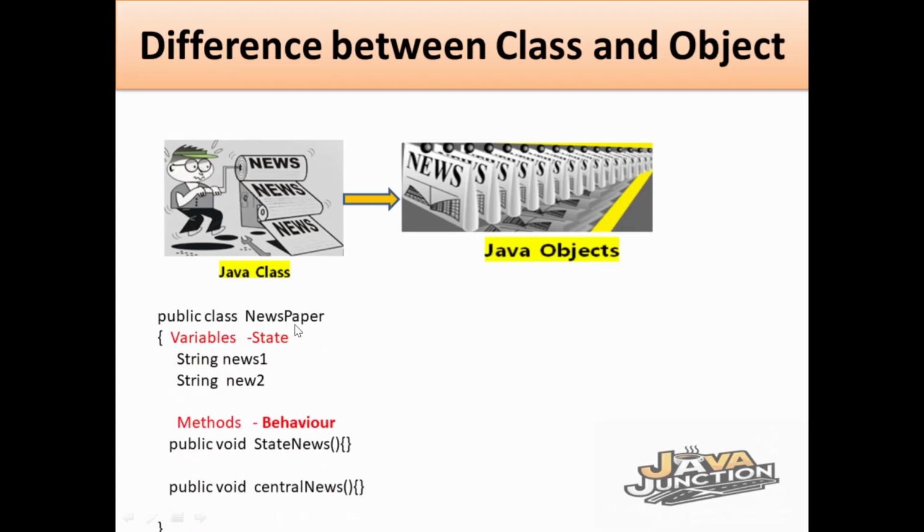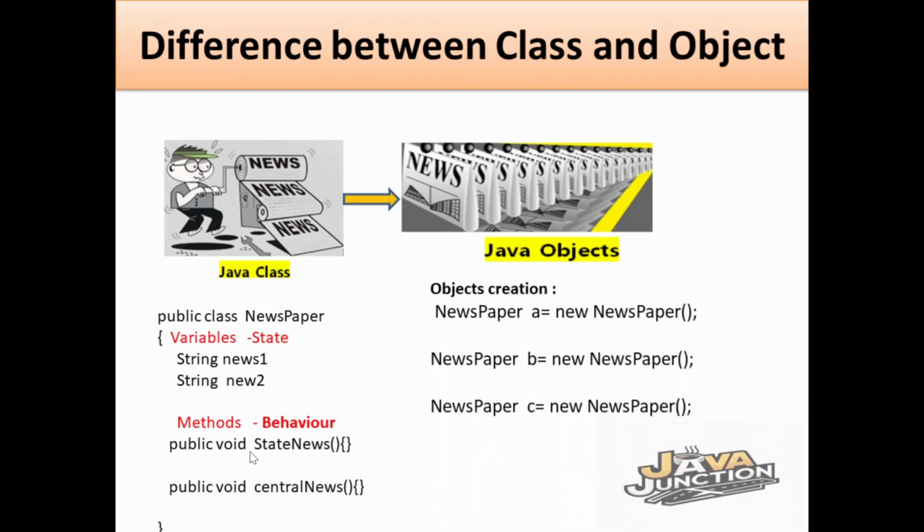The class name is Newspaper. Every class has two things: one is the variables, the second one is the methods. The variables we generally call the state, and the methods we generally call the behavior. Here I have created n number of objects for a class.